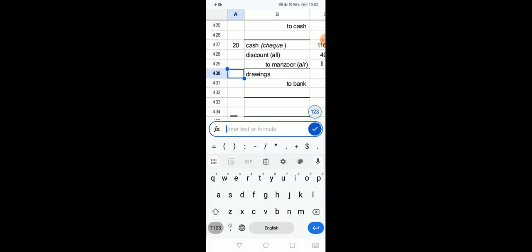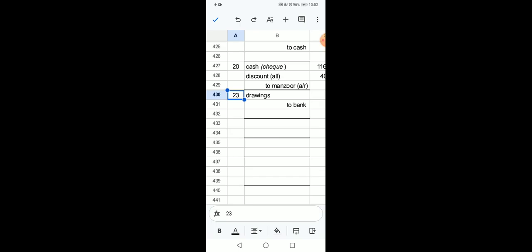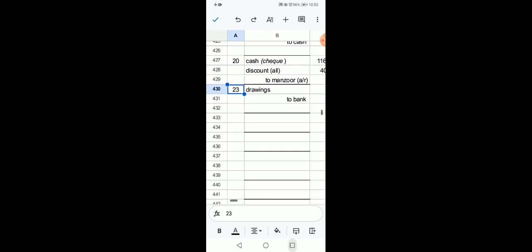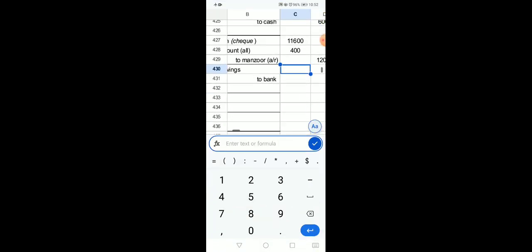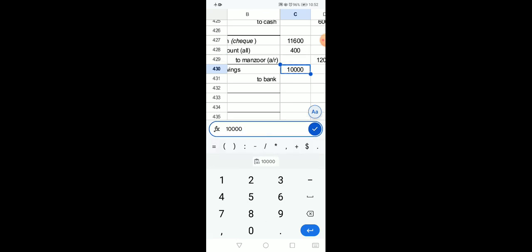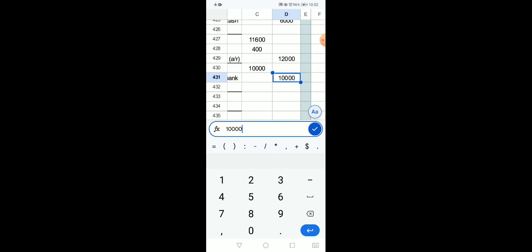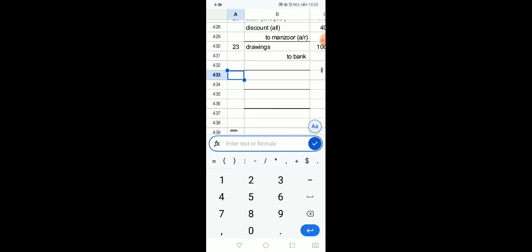It is entry number 23, so we will write the date over here, 23, and now we will proceed to, no, we will have to see the amount has not been written. So 23's amount is 10,000. You will mention 10,000 on debit side, and same amount you are going to write on credit side. So here you have completed 23rd entry, and now we will proceed to next of 23, which is 24.